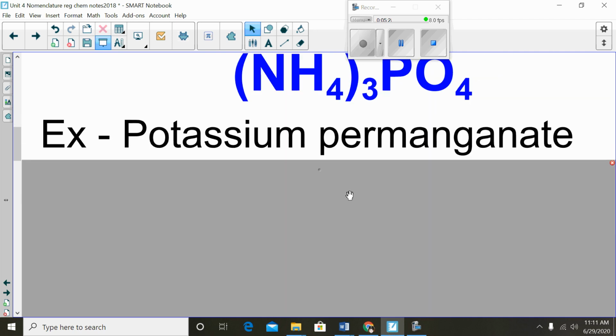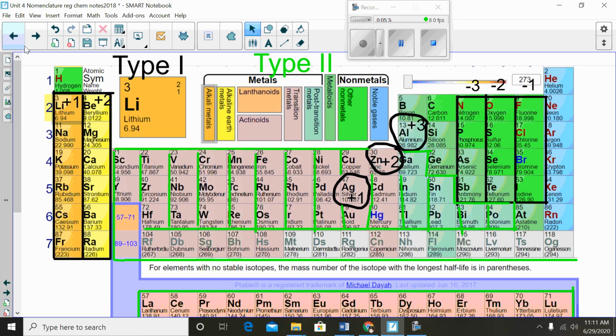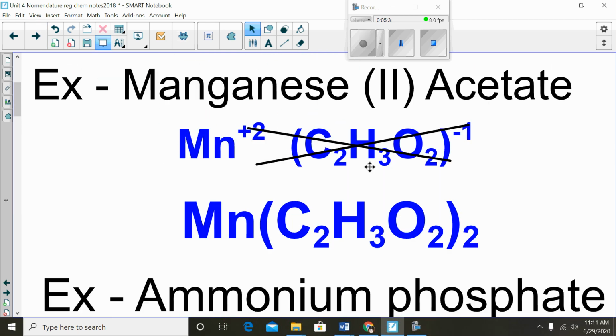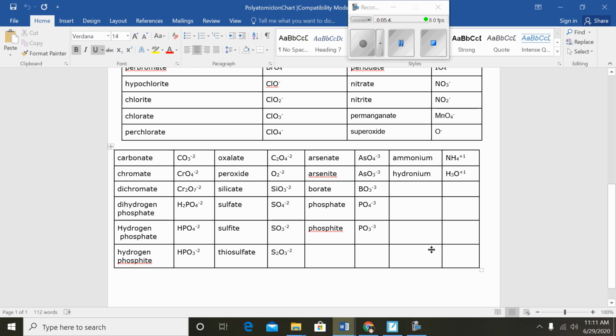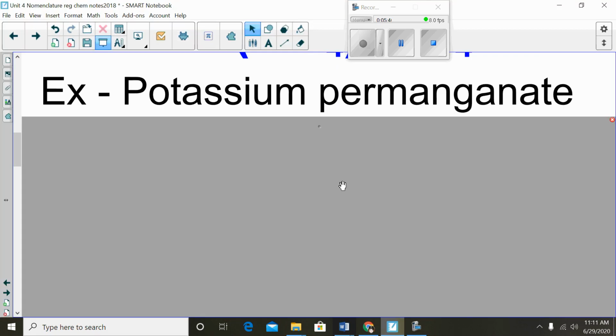Okay, one more. Potassium permanganate. So potassium has the symbol K and it's type 1, so we know the charge is +1. And then permanganate is a polyatomic and it's right here, MnO4 with a -1 charge.